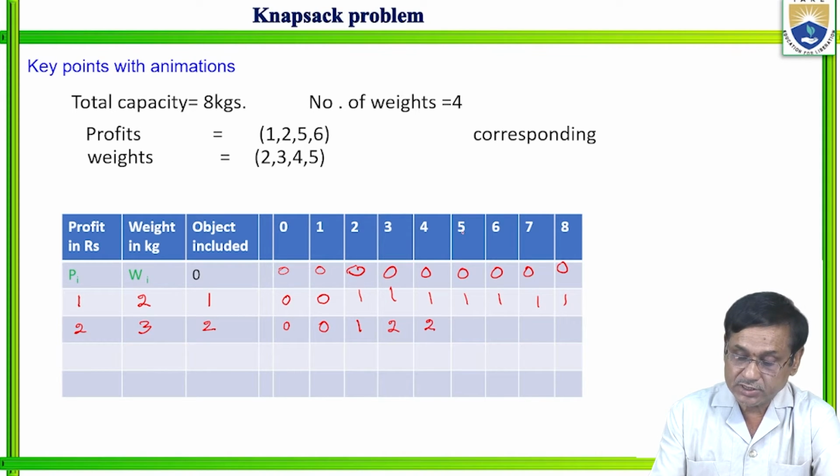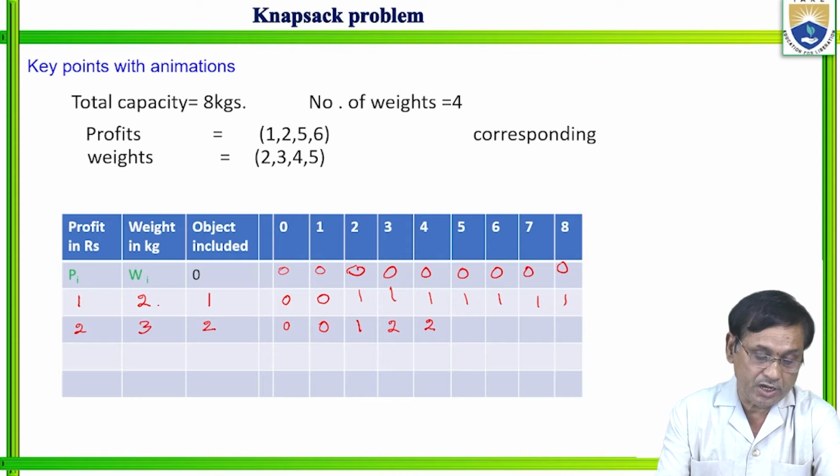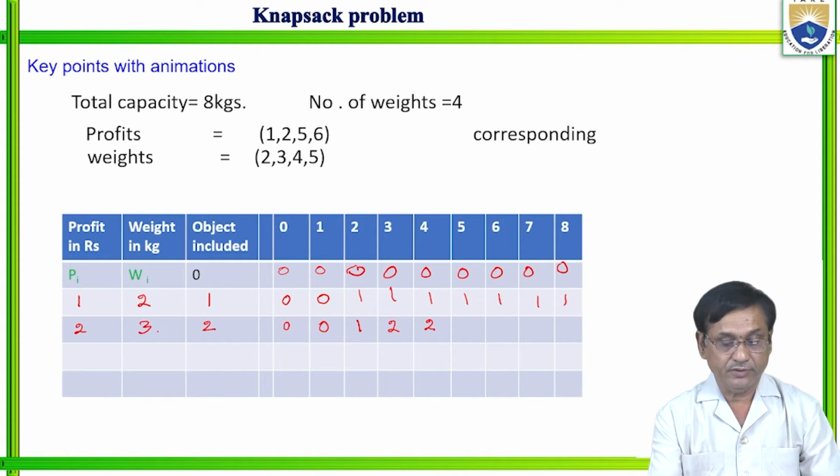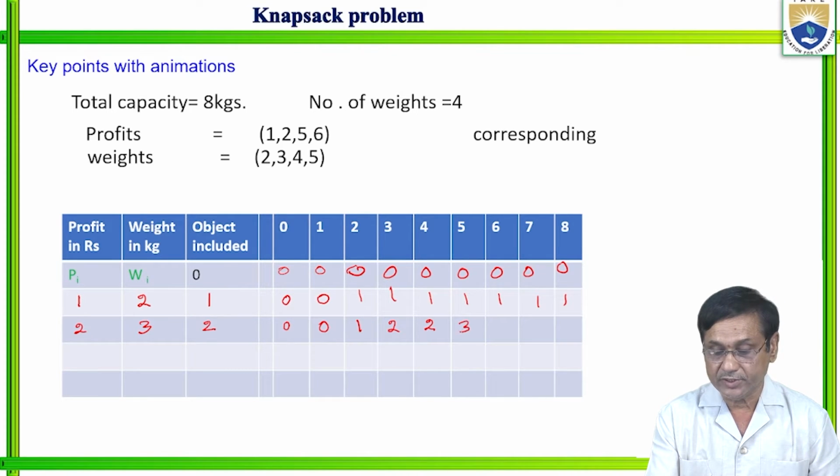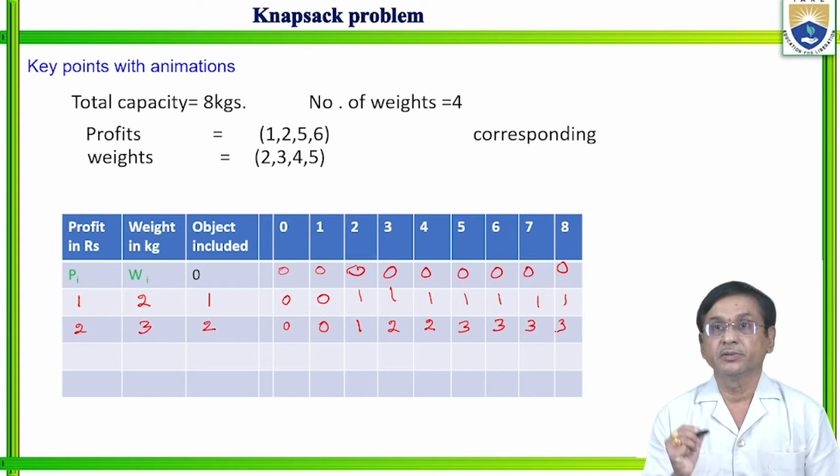When the weight is 5, that means both the objects are included. The weight of the first object is 2 kg and the weight of the second object is 3 kg. Total is 5 kg, so we will get the total profit of 3. Then again 6 kg, only 3, and here also 3.